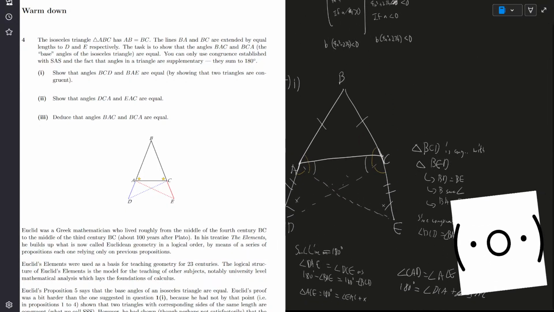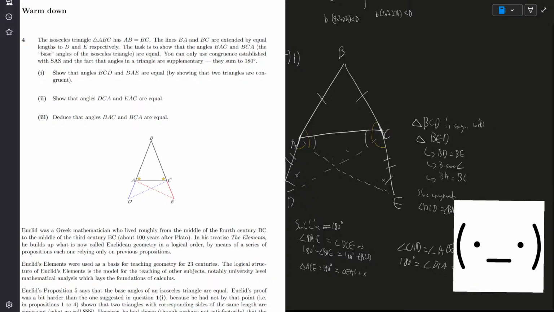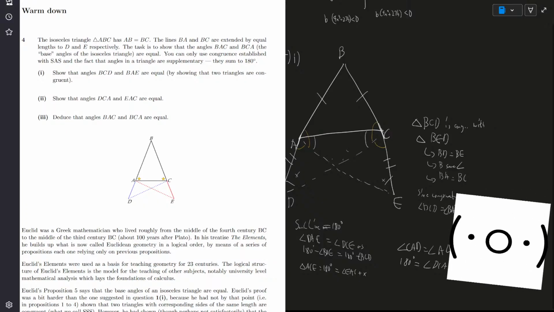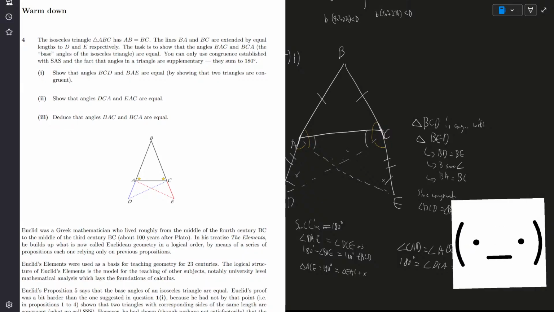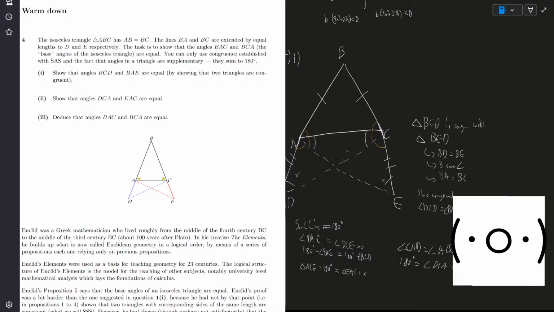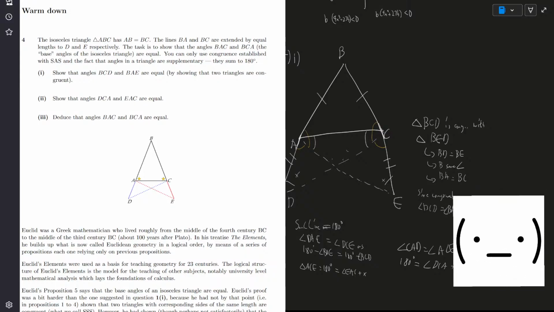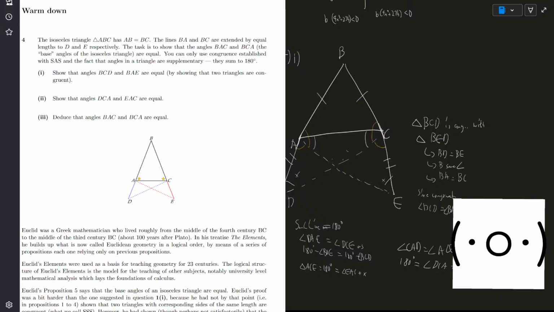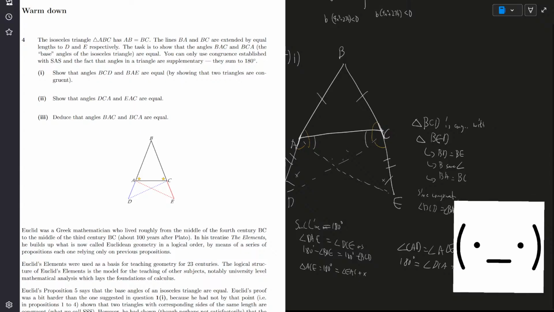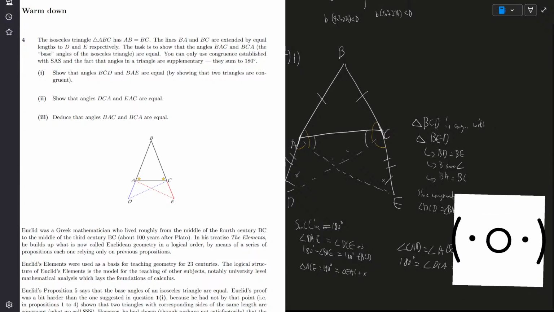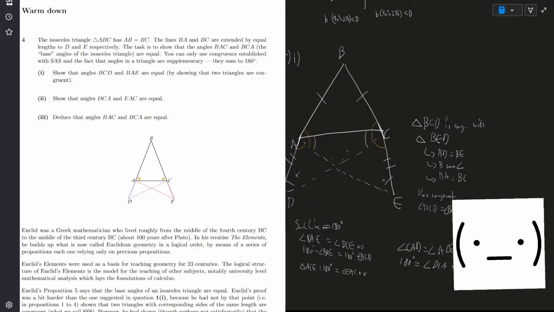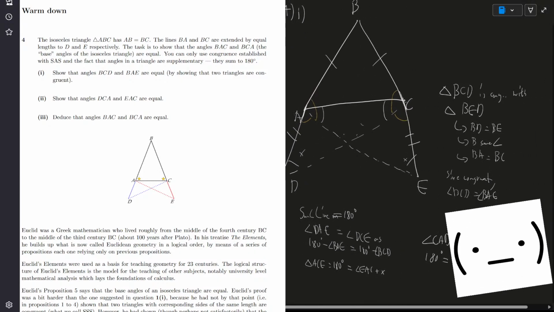Question 9 is defined as the isosceles triangle ABC where AB equals BC. The lines BA and BC are extended by equal lengths to D and E. We want to show that there are two angles that are the same. You can only use congruence to establish with SAS and the fact that angles in a triangle are supplementary, they sum to 180. So we've already done part I, which is showing that the two angles BCD and BAE are equal by showing that two triangles are congruent. So the proof is as follows.